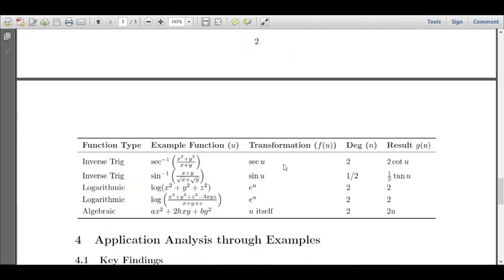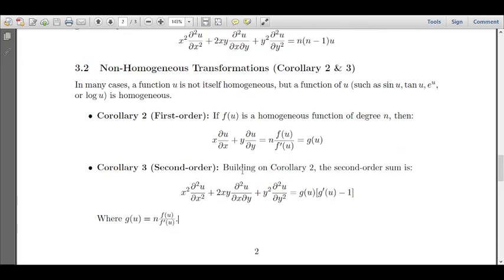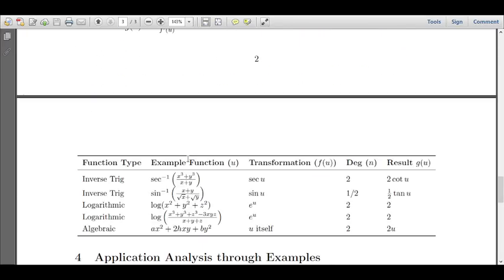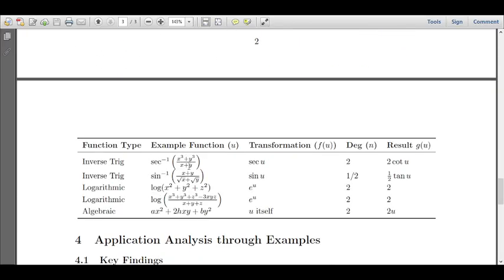So we will just discuss these non-homogeneous transformations. Remember that here the function u is not itself homogeneous. So what is u here? u equal to secant inverse of x cube plus y cube, because this is a non-linear term, a secant inverse trigonometric function. Here sine inverse, this is the non-linear term. Logarithmic, log of x square plus y square plus z square, non-linear.